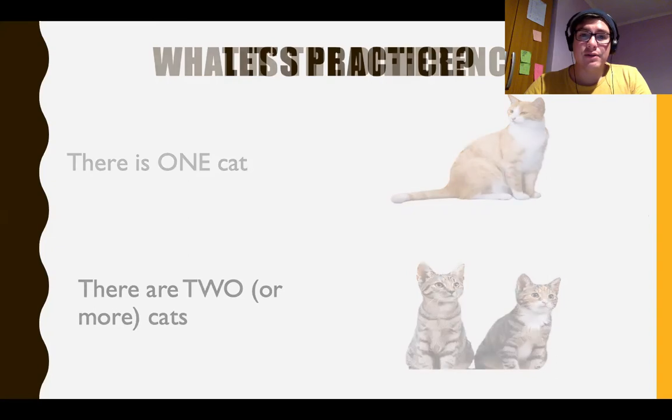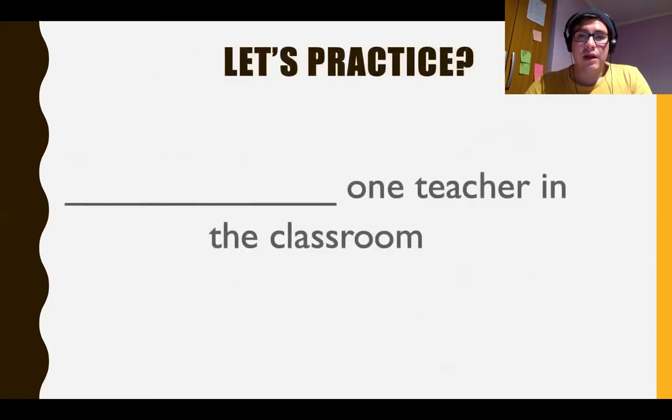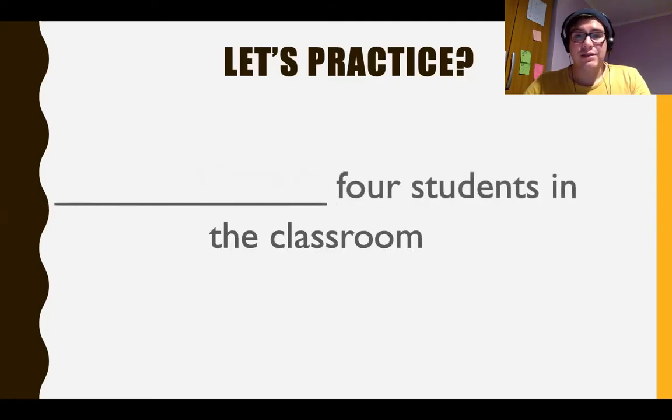Let's see a few examples now. Let's practice. One teacher in the classroom. Should we complete with there is or there are? There is one teacher in the classroom. Let's go with this. 4 students in the classroom. Should we complete with there is or there are? There are 4 students in the classroom.